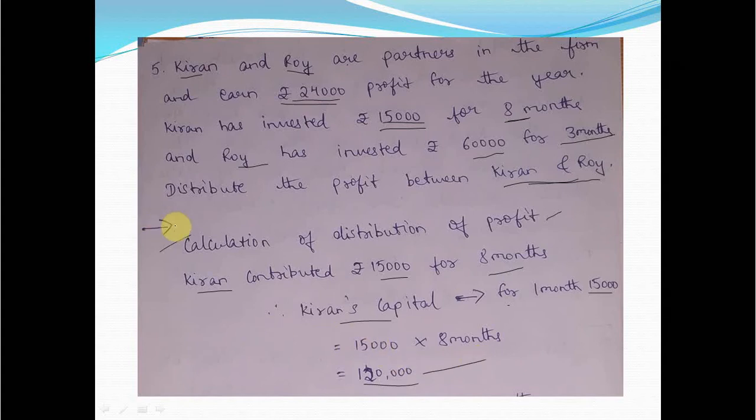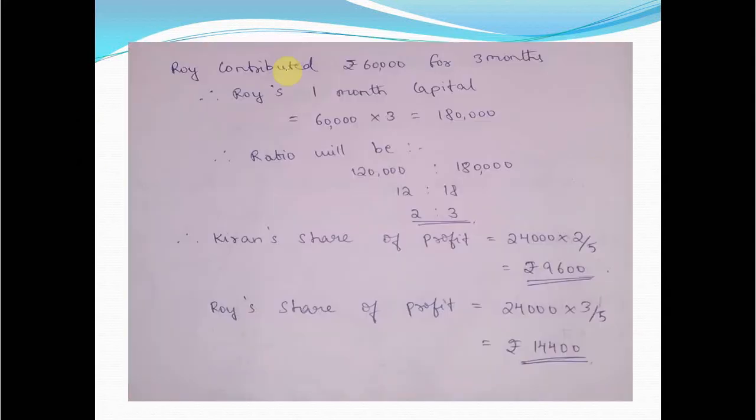Now let's find out Roy's capital. How much has Roy invested? 60,000. For how many months? 3 months. So for 1 month Roy's capital is 60,000, then for 3 months it is 60,000 into 3, that is 1,80,000. Now we know Kiran's capital as well as Roy's capital. So the ratio will be 1,20,000 to 1,80,000, where 1,20,000 is Kiran's capital and 1,80,000 is Roy's capital. So the new ratio will be 2:3.